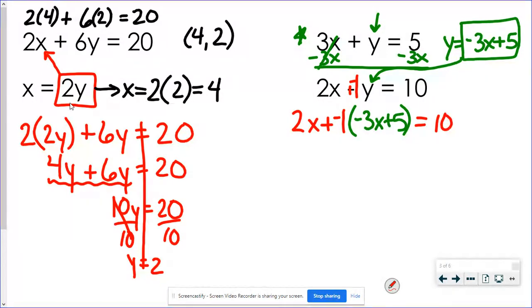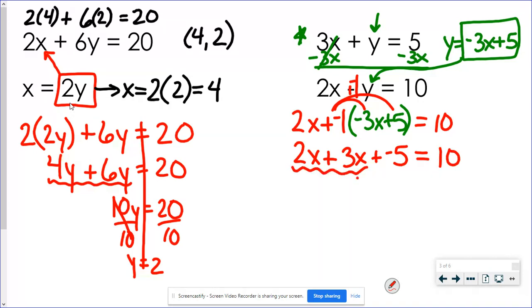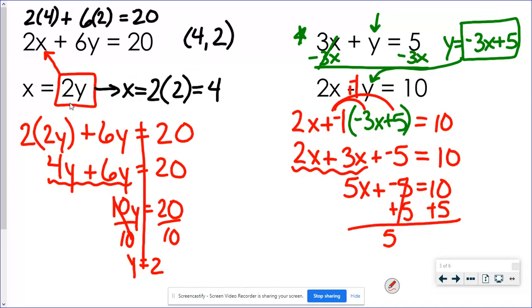Now I'm going to have to distribute that negative 1. Negative 1 times negative 3x is 3x. Negative 1 times 5 is going to be a negative 5. And these match. We can put those together to make 5x. Now I could have plus a negative 5 right there, or just minus 5. But to get rid of that negative 5, then I would add 5. So 5x equals 15, and then x is going to be 3.